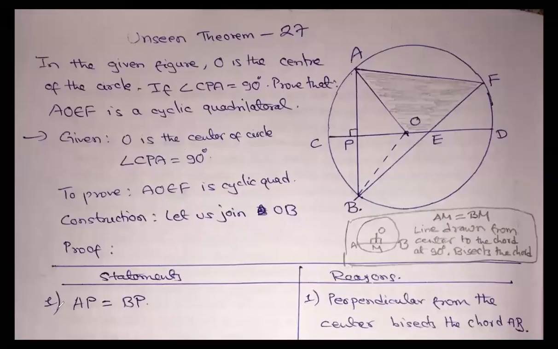Okay, in the question, statement number one, AP equals BP. AP and BP are going to be equal because this is a triangle, 90 degrees there. If there is 90 degrees and the line is drawn from the center to the chord, then the chord is going to be bisected. AP and BP are going to be equal to each other. Why are they equal? Because the perpendicular from the center bisects the chord AB. So the perpendicular drawn from the center bisects the chord. Bisect means dividing into two equal parts.